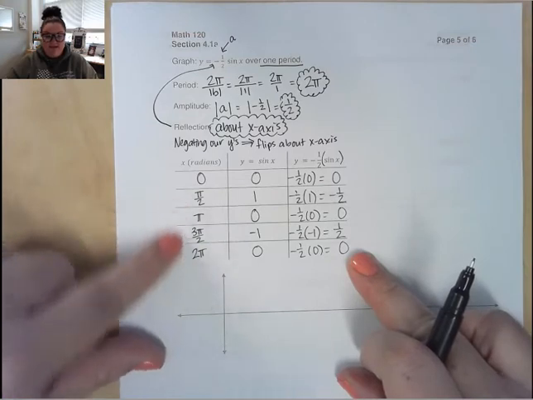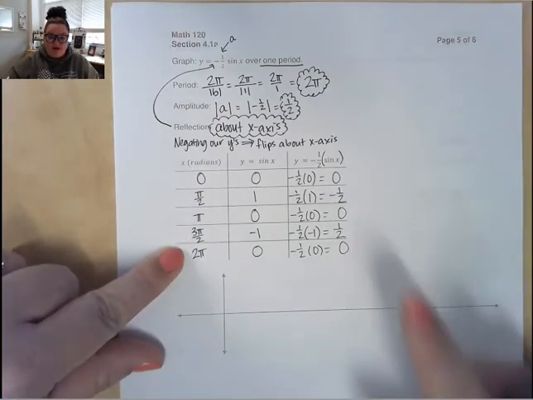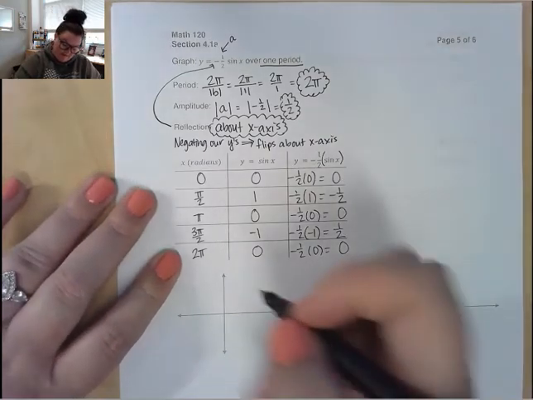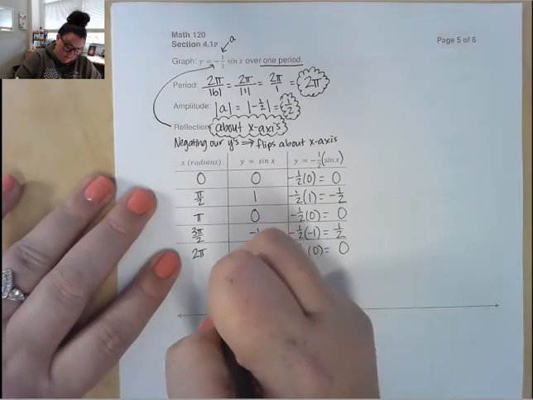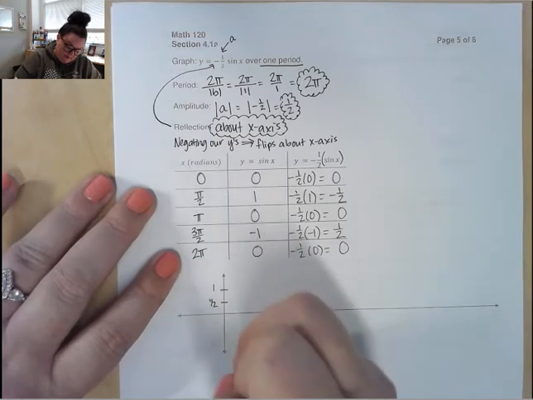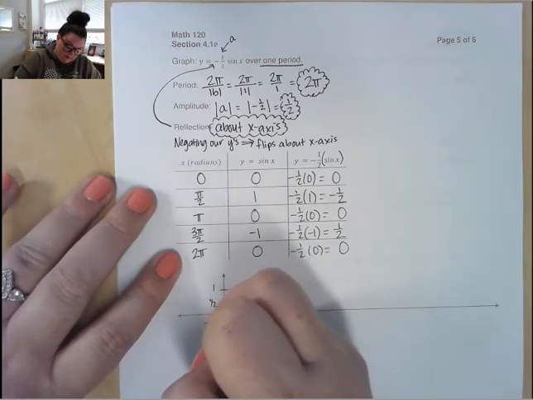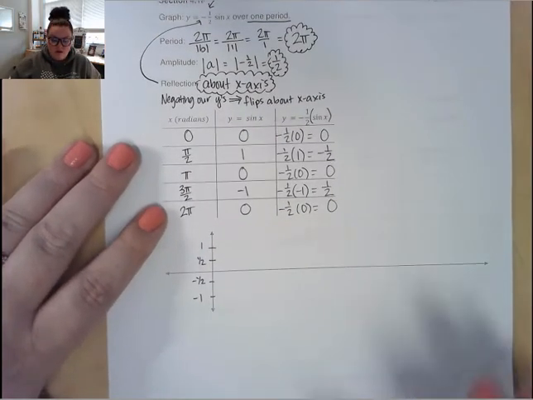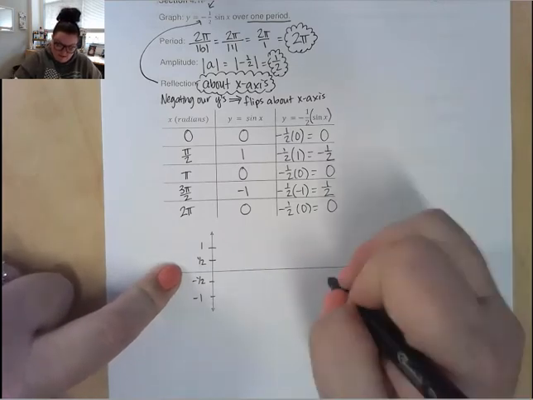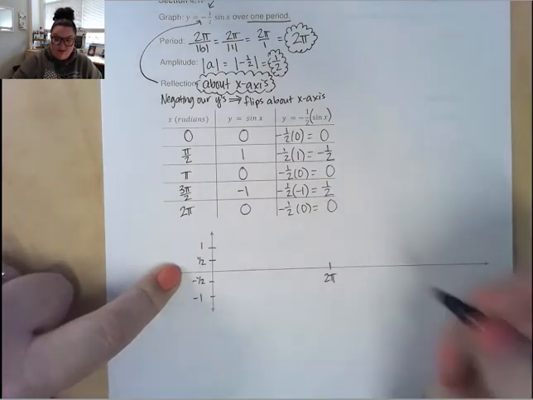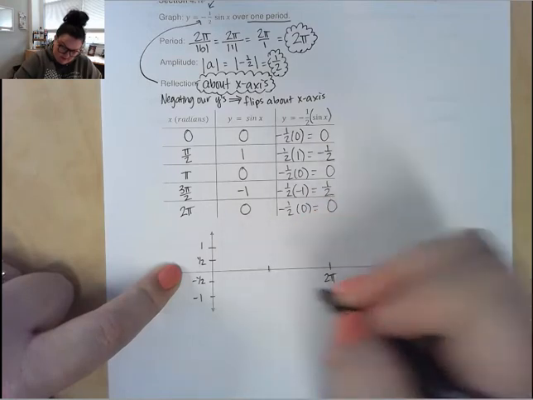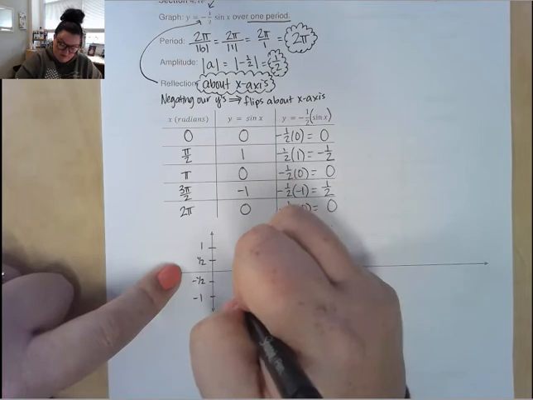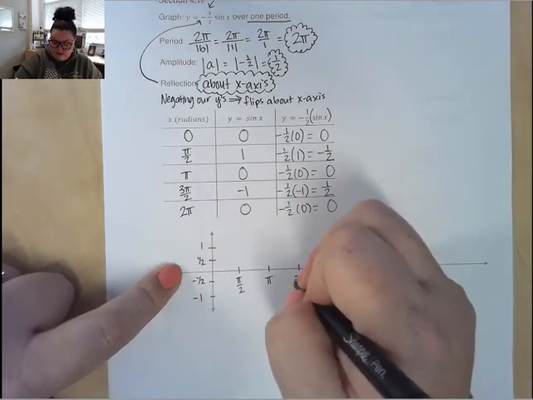I have my x's and I have my outputs, my y's. So notice my y's are 0, negative 1/2, and 1/2. If we say this is 1, then 1/2 would be maybe there. All right, so I'm going to go ahead and put in my points. We know we're going to 2 pi. Half of that distance would be pi. Half of that distance would be pi over 2. And then our last one is 3 pi over 2.